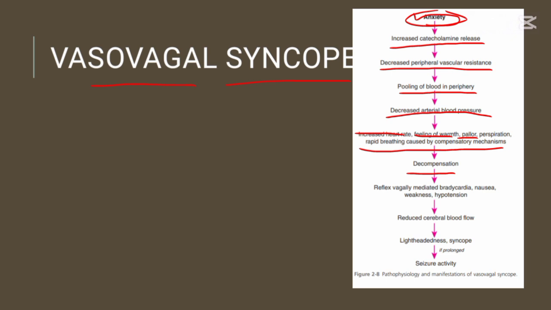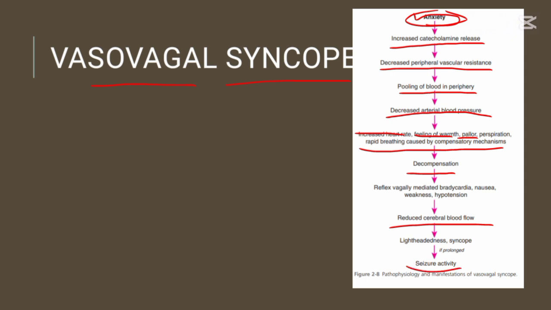Your reflex, which is vagally mediated, causes bradycardia. Now you have bradycardia, which is a decreased heart rate. You have nausea, you have hypotension, and there is also reduced peripheral blood flow because all the blood has moved into the periphery. The patient has syncope or lightheadedness. If this process is prolonged, then seizure activity also starts.